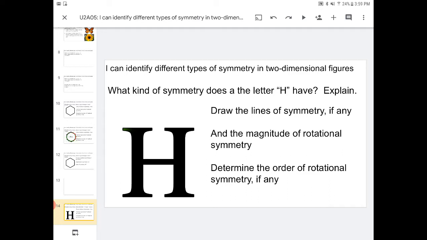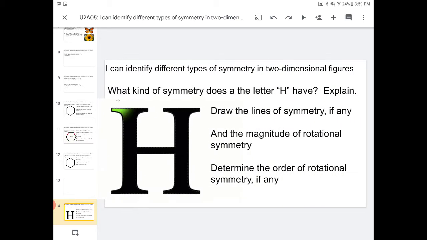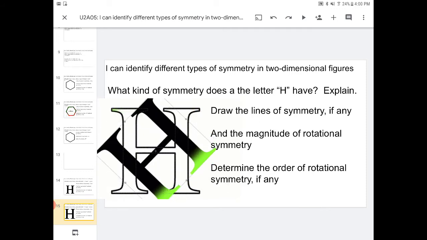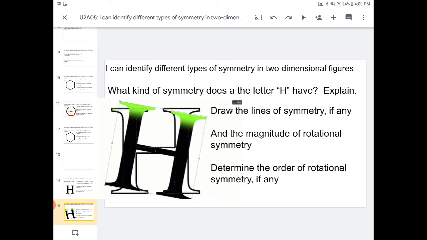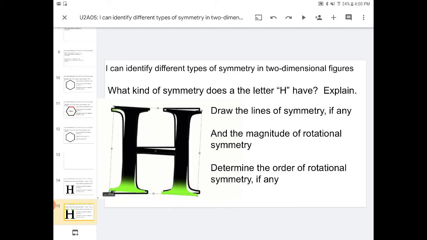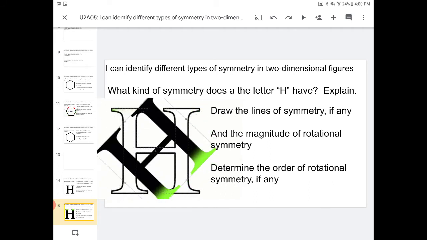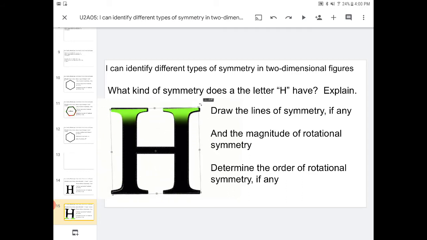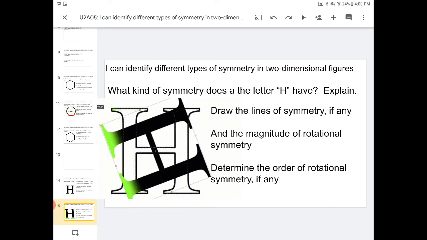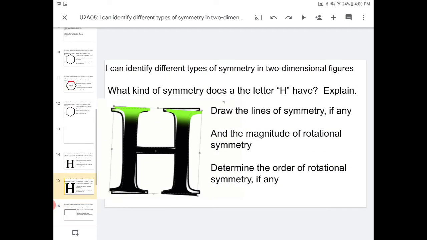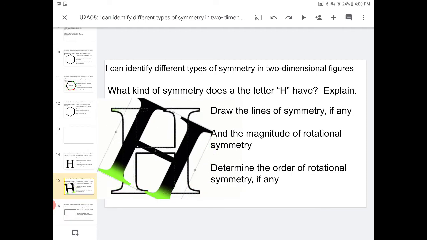Welcome back. For lines of symmetry, there are 2, because we can draw a vertical line right down the middle, and we can draw a horizontal line right down the middle. Those are our lines of symmetry. There are 2 of them. Now, what is the magnitude of rotation? If you look at this, notice that the top part of the H is highlighted green. We rotate it once, twice. The magnitude of rotation is going to be 180 degrees and another 180 degrees. So we have 180 degrees for the magnitude, and the order of rotation will be 2. So again, magnitude is 180 and the order is 2.